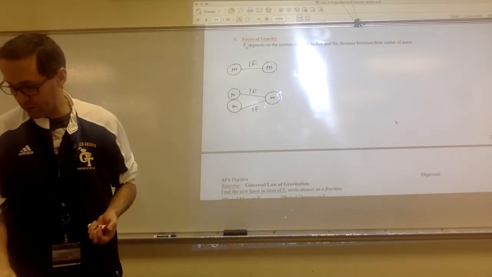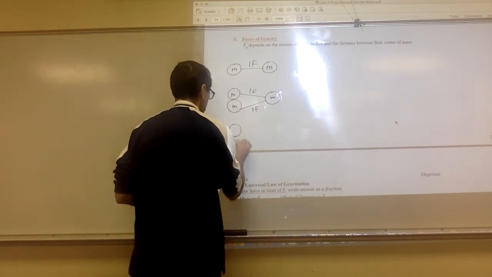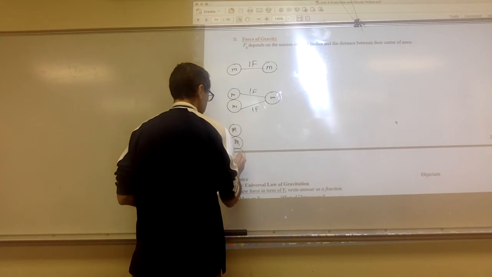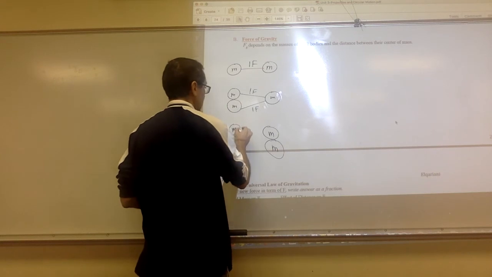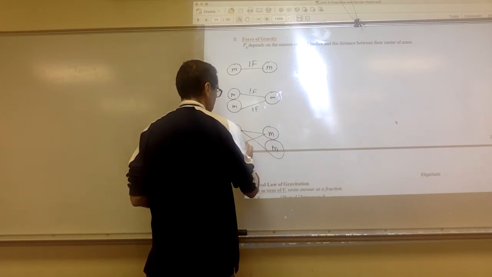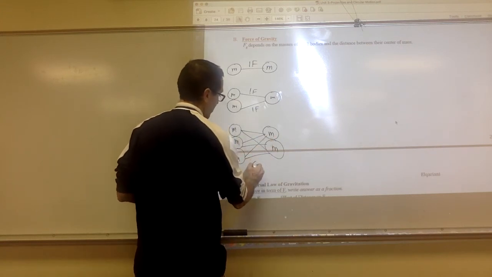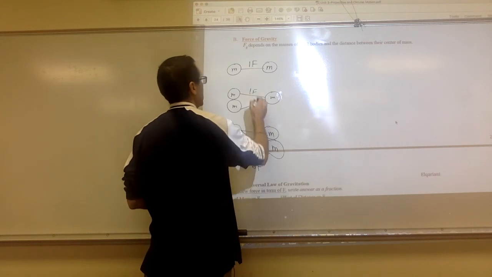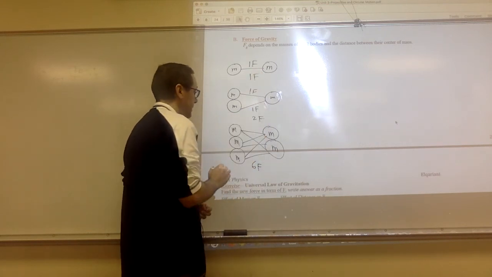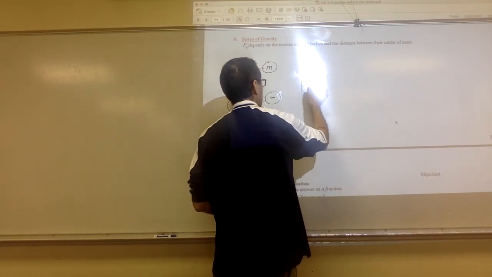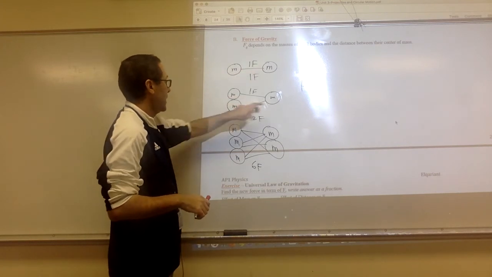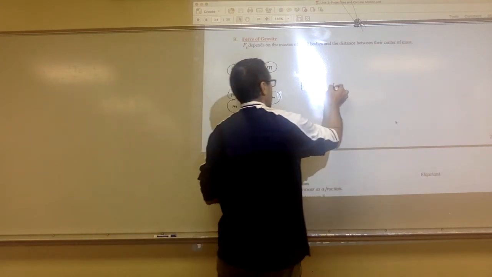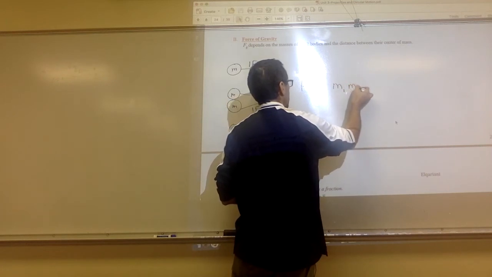Now, if I triple this side and I double this side, okay, now I can see there is 1, 2, 1, 2, and 1 and 2. So I end up with 6 forces. Here I end up with 2. Here I end up with 1. So now I can see that the force looks like it's proportional to the product of the masses. I hope you can see that. It's 1 times 1, 2 times 1, 3 times 2. So I can say that it's proportional to m1 times m2.